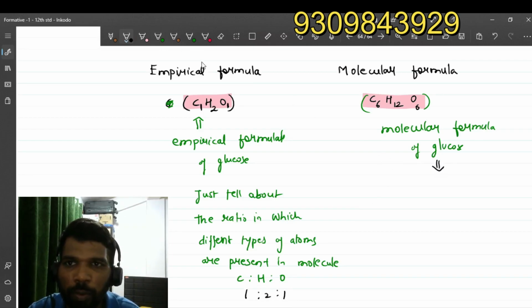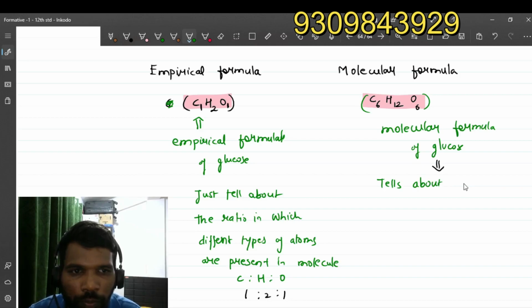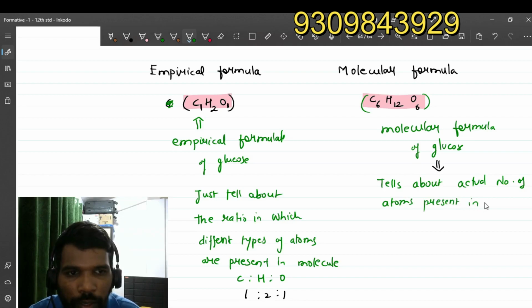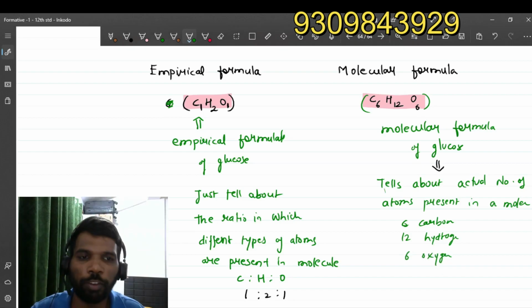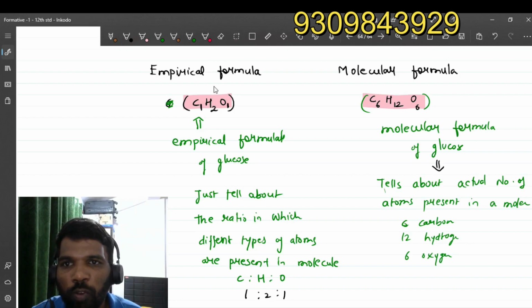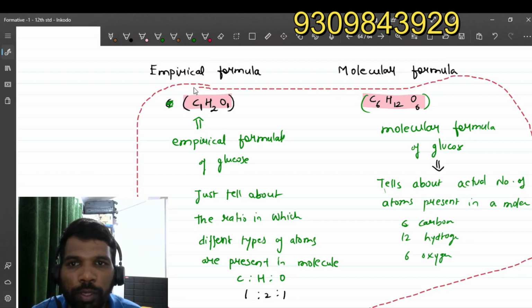Molecular formula tells about the actual number of atoms present in a molecule. Means directly it says that there are 6 carbon, 12 hydrogen, and 6 oxygen. So this is the difference between the empirical and the molecular formula. We'll take up more examples.